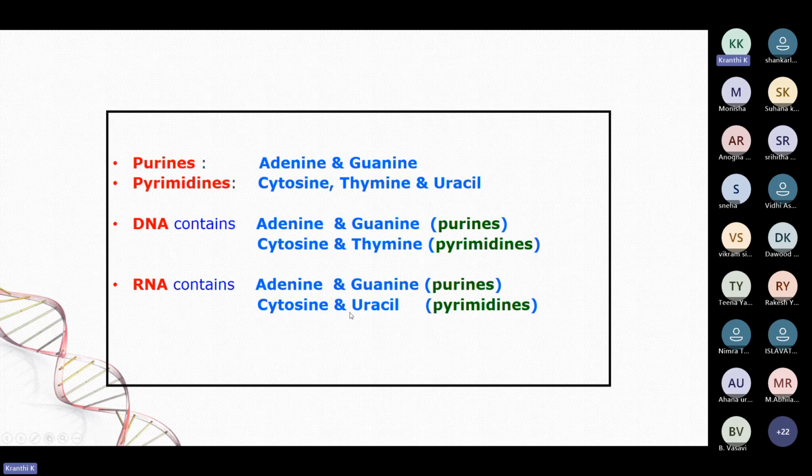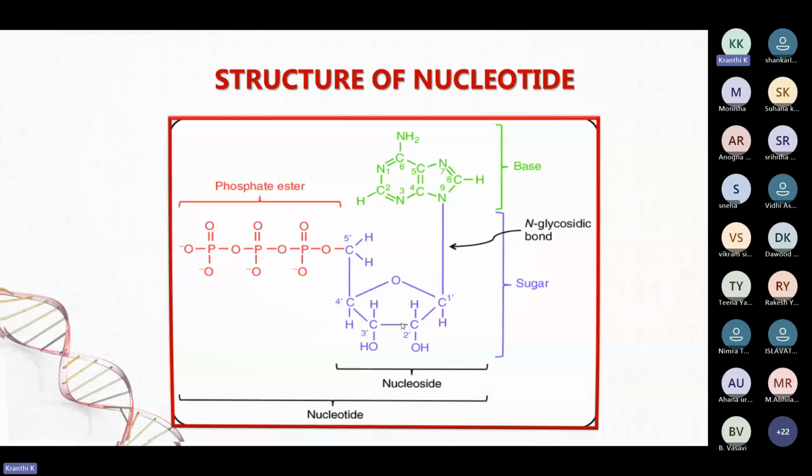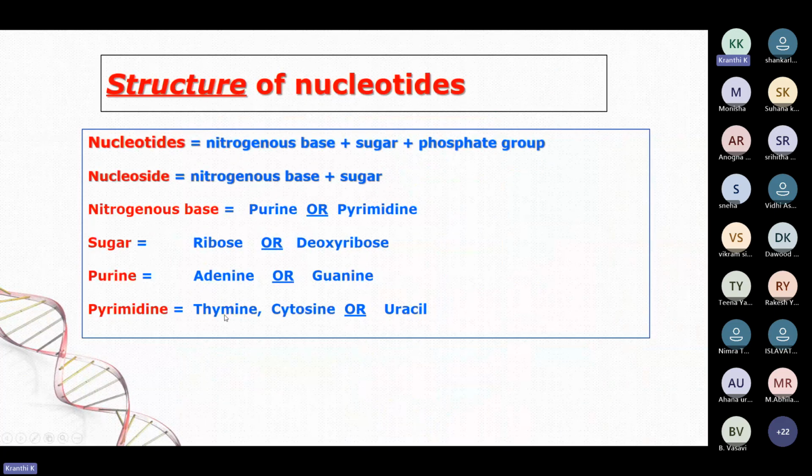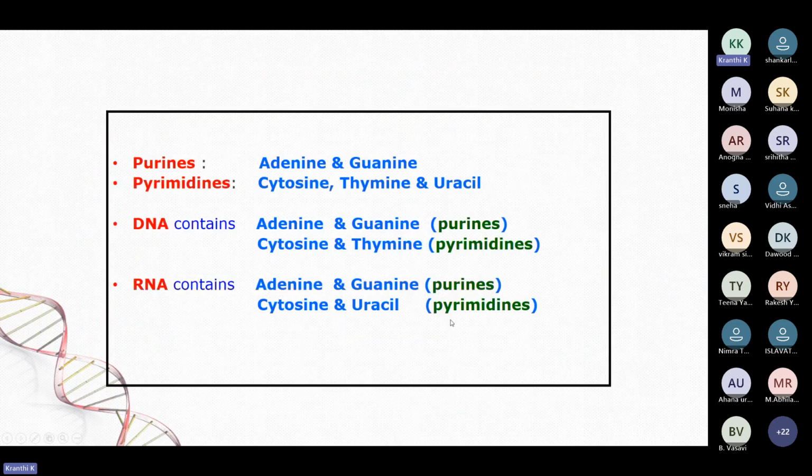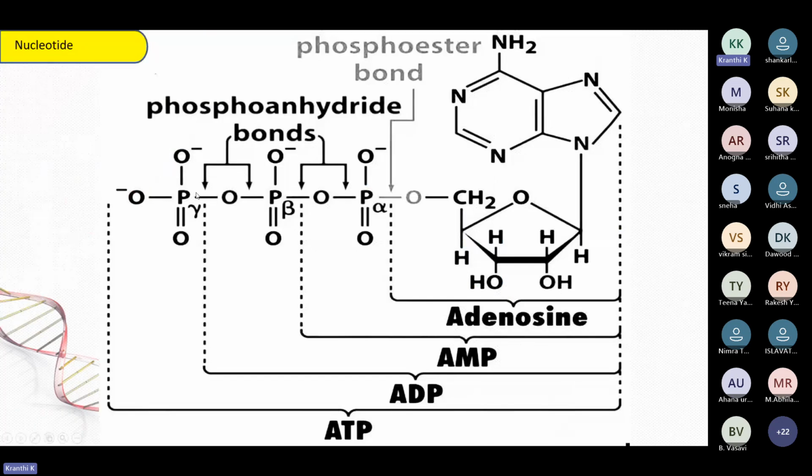Okay, RNA contains, in the place of thymine, uracil, right? Yes, in the place of thymine, it contains uracil, not in the place of cytosine. Okay, then, now coming to the phosphate.